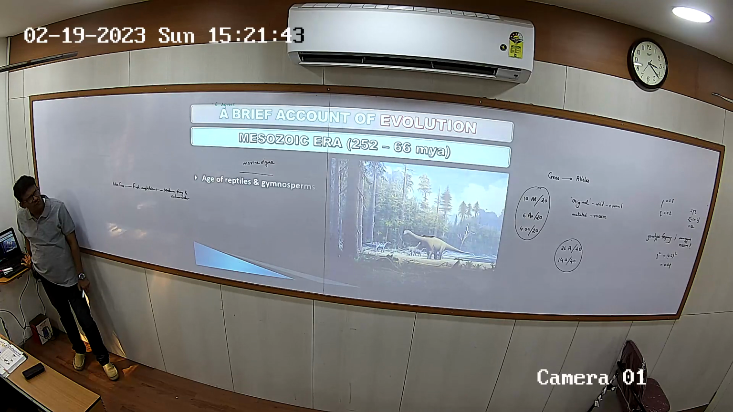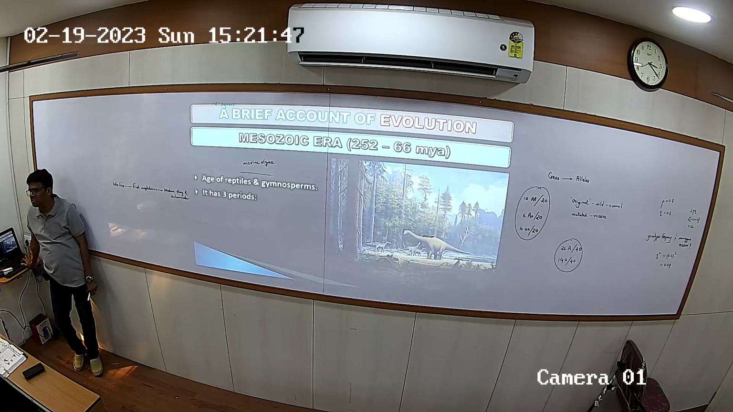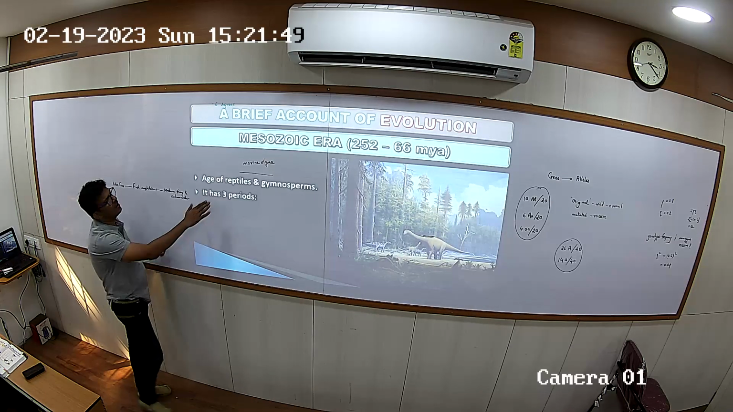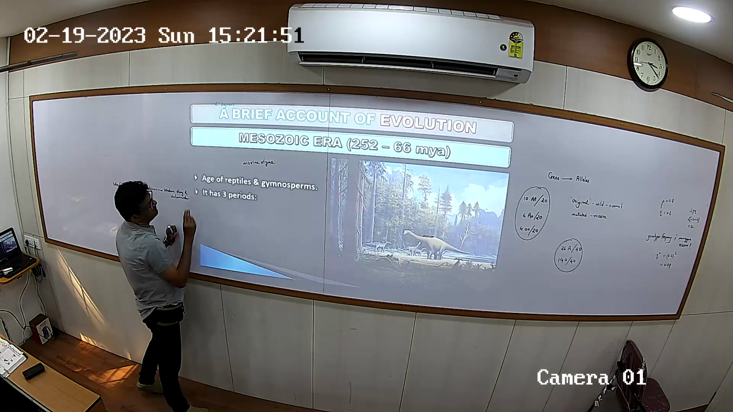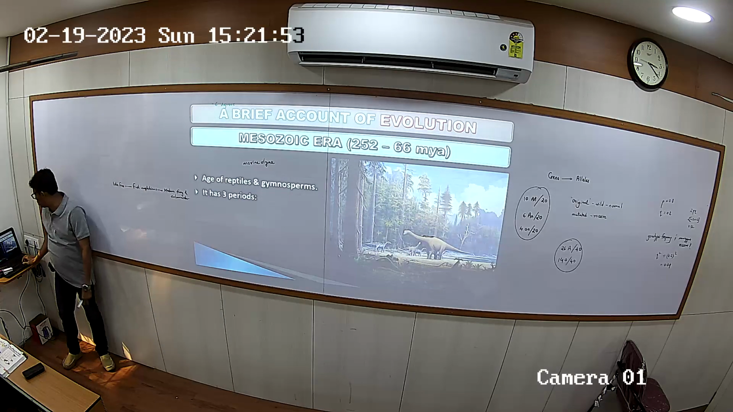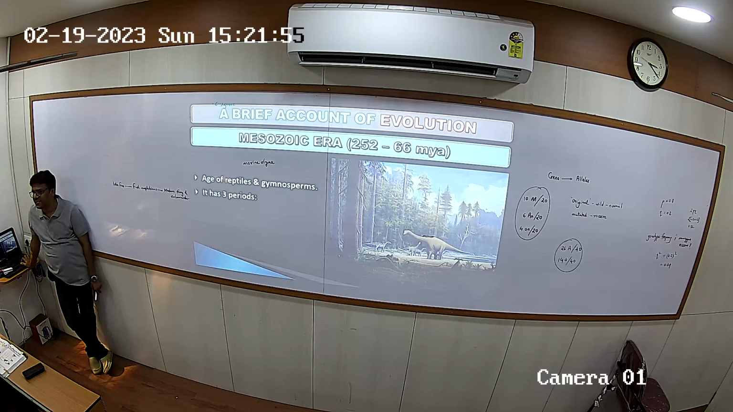Mesozoic era, this is of reptiles, I mean dinosaurs. Age of reptiles and gymnosperms. Age of reptiles and gymnosperms means they dominated the earth. Three periods, Triassic, Jurassic, Cretaceous.